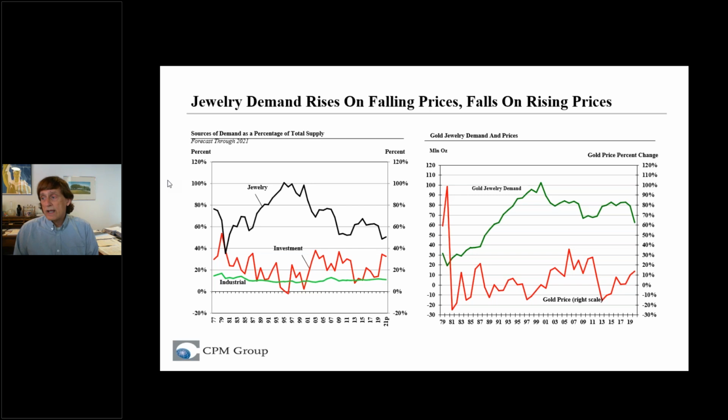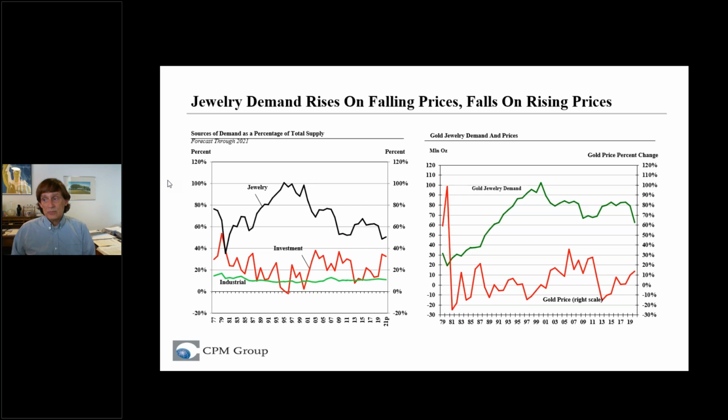The chart on the right goes back to that jewelry. You can see as the gold price was flat to lower from the early 1980s into around 2000, jewelry demand rose very sharply. Now, it wasn't all a function of price. There was also changing demographics in India, in China, in Thailand, and in a number of other places. There were rising incomes. There were other factors. But the reality is that jewelry demand, as is industrial demand, are price sensitive, price elastic.